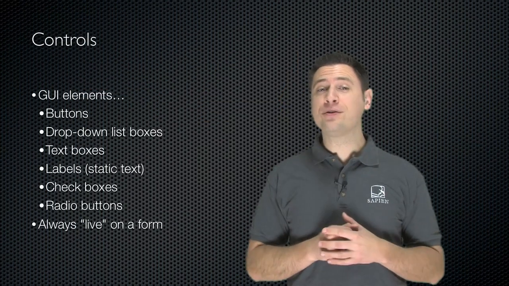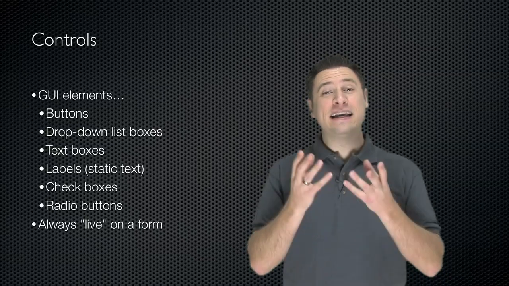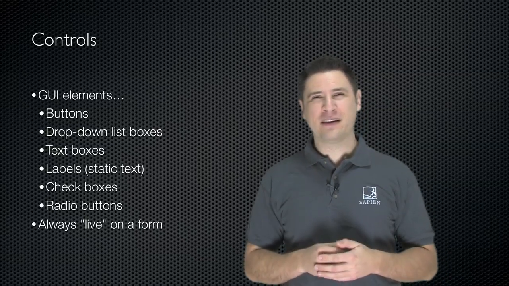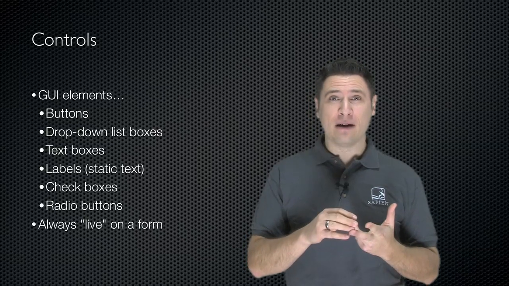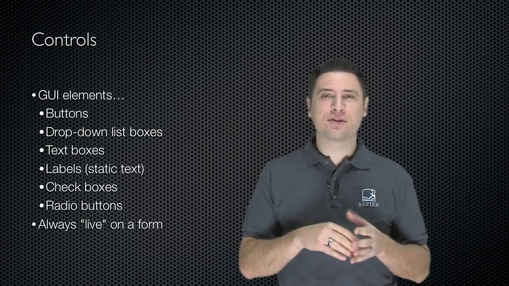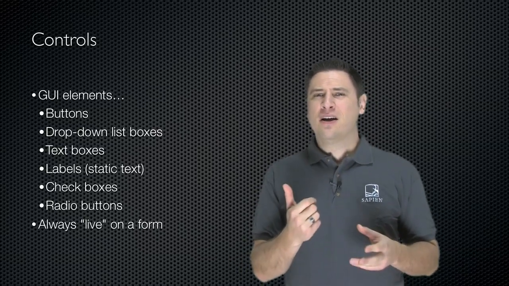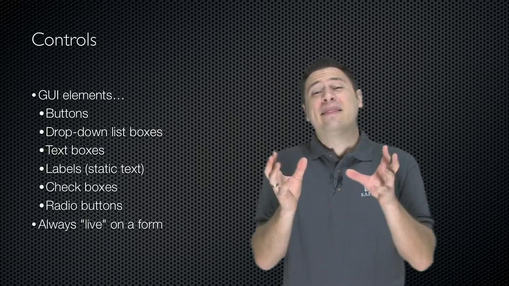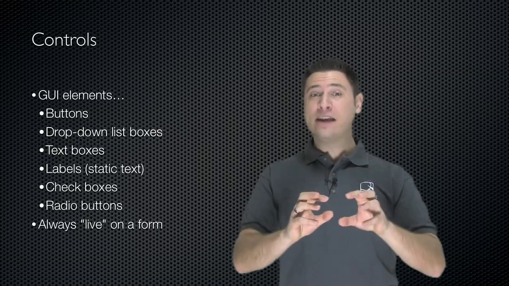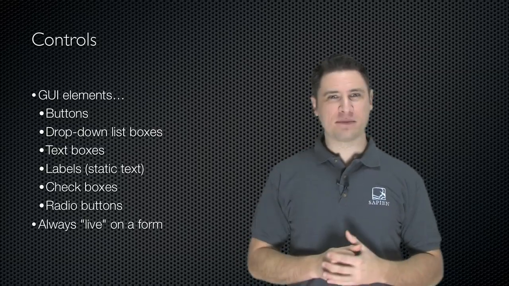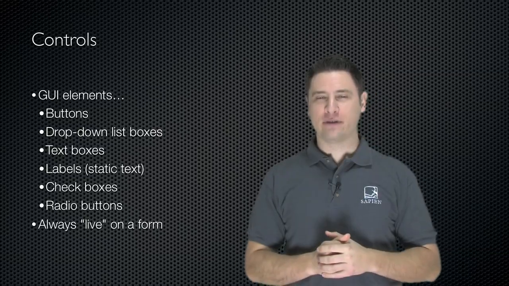Controls are the graphical user interface elements that live inside or on a form. Things like buttons, drop-down boxes, text boxes, labels, checkboxes, radio buttons, pretty much almost anything, and they exist on a form. They're contained within it. So if you think of what a dialog box might look like, then you're thinking in the right direction.